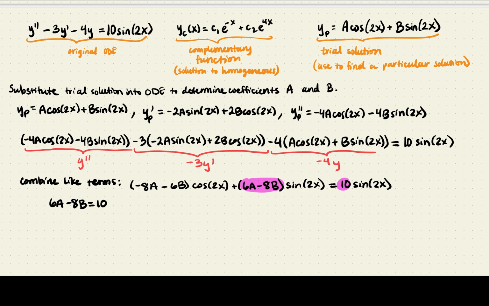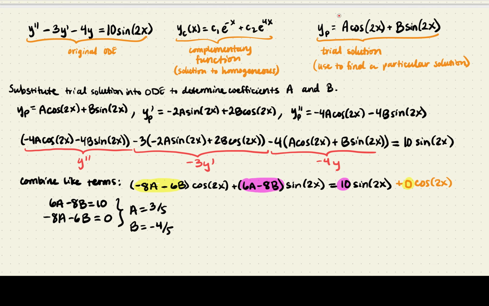We have another equation that we'll need to satisfy as well, because we have negative 8A plus 6B cosine 2x, and there's no cosine terms on the right-hand side. You could think of this as plus 0 cosine 2x. So really, we need to match negative 8A plus 6B. We need to set that equal to 0. So negative 8A plus 6B equals 0. Now if you solve this system of equations, you'll get that A equals 3/5 and B equals negative 4/5.